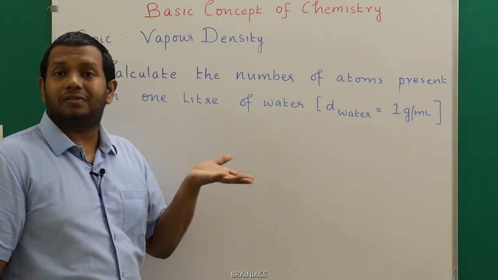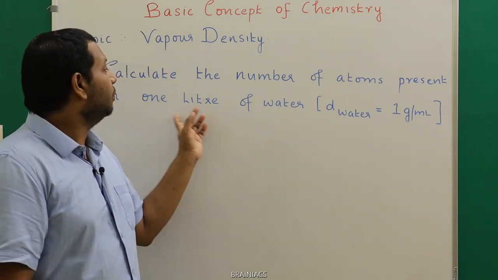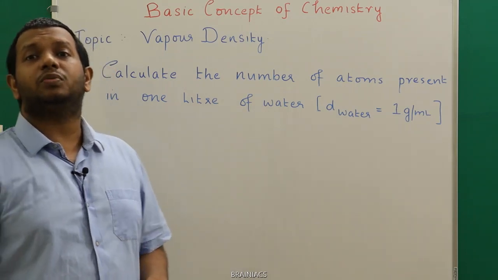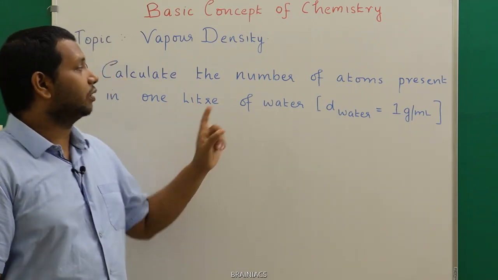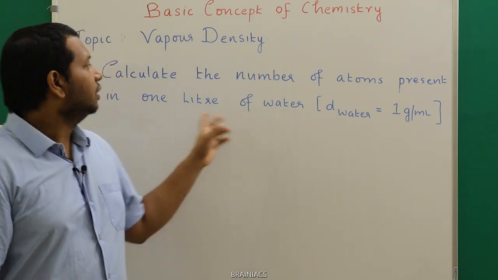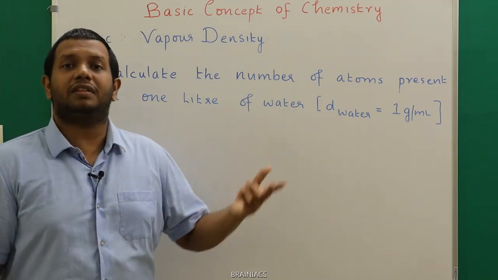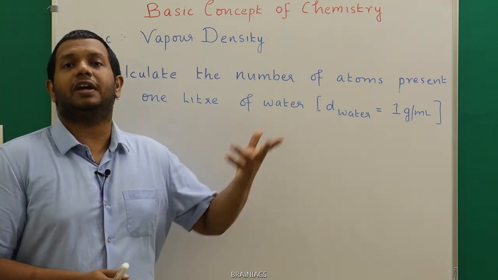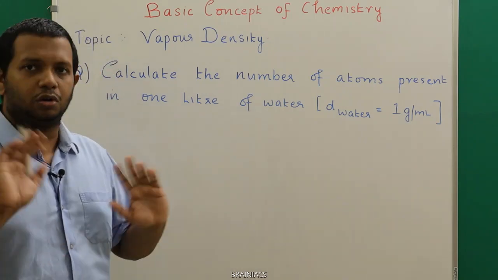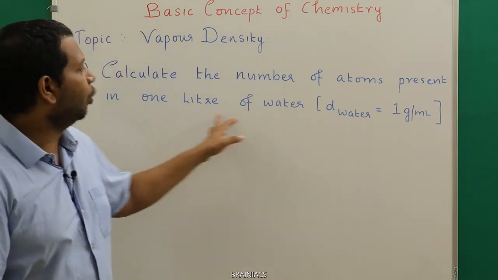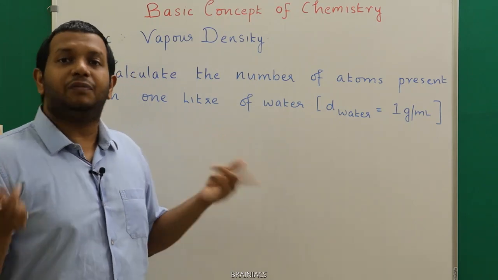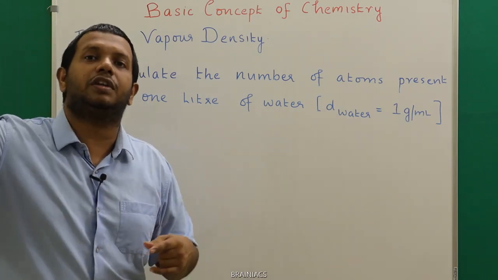But here one more problem is there. There is no mass for water given. Only they have given the volume of the water. So many students will say, sir, this is 1 liter of water, right? So why can't we calculate it for 22.4 liter and take the molecular mass? Don't go in that way. Why? Because they have not mentioned STP or anything. And we don't know whether water is in gaseous state or liquid state.